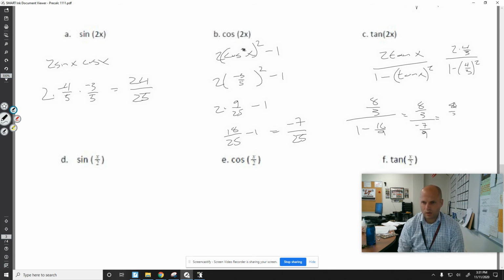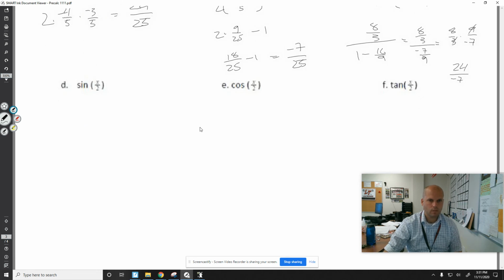That is 8/3 times 9 over negative 7. This cancels to be a 3 in the numerator. This is 24 over negative 7. Yikes. Half angles. Yay.